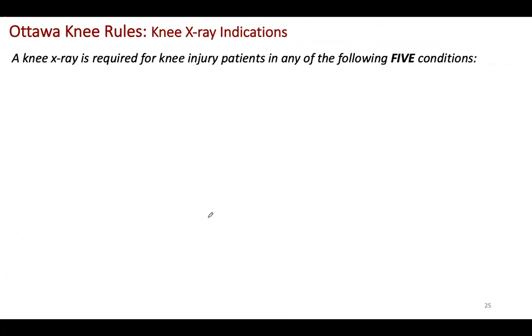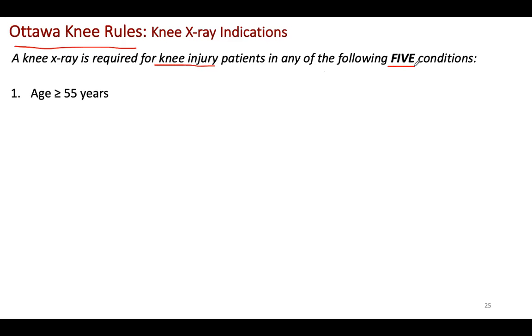Okay, this slide is going to be a question in the coming test. The Ottawa knee rules. Indications of knee X-ray. When are you going to order an X-ray for the knee joint following knee injury? Does any patient who sustains knee injury need an X-ray for the knee? The answer is no, never, because you don't need to expose patients to unnecessary radiation. There are 5 conditions. Any patient who sustains knee injury, any one of these 5 conditions will be an indication of X-ray for them.